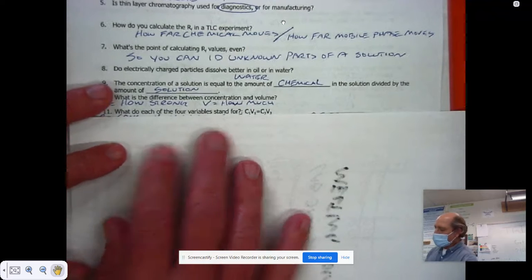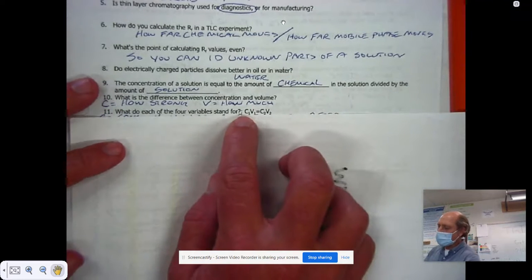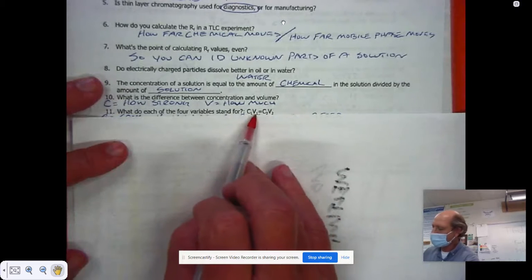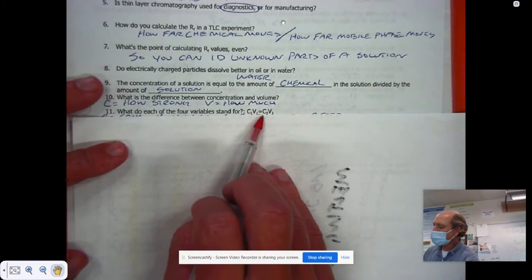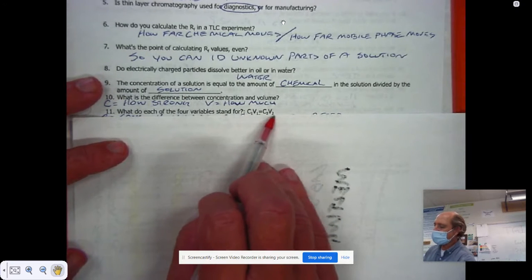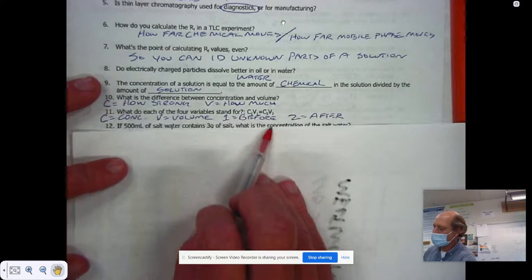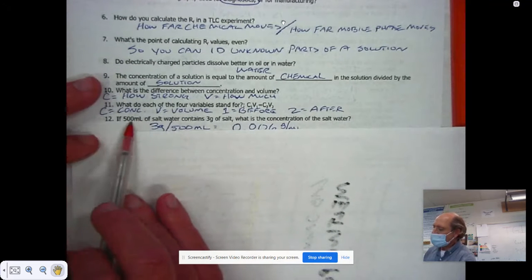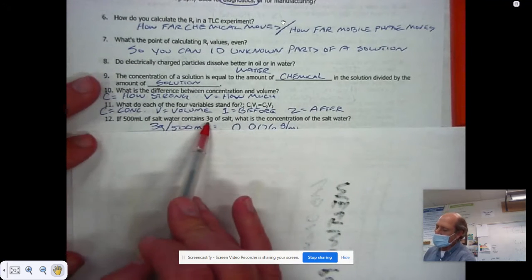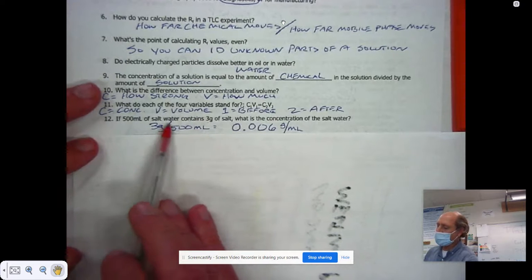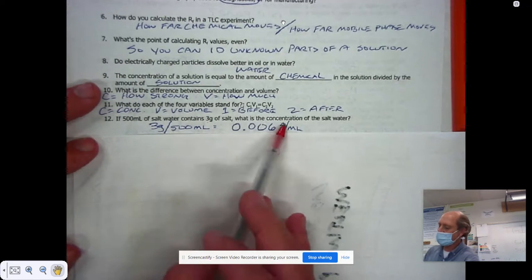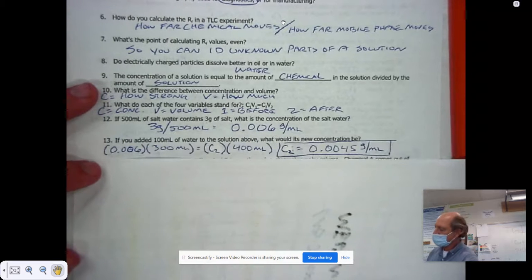Each of the four variables: this is concentration before you mess with it, volume before you mess with it, concentration after you mess with it, volume after you mess with it. 500 mils of salt water, if it contains 3 grams of salt, you do 3 grams divided by 500 milliliters, and that would be 0.006 grams per milliliter.